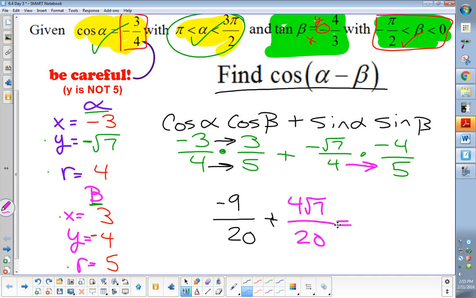Finally, I can add the fractions. Negative 9 plus 4 radical 7s. Again, it's like negative 9 plus 4x. I wouldn't combine those together. Negative 9 plus 4 radical 7s, and on bottom, I've got 20 plus 20. Still 20. Don't change it. Common denominators for a reason.